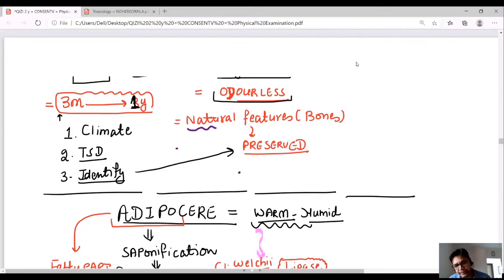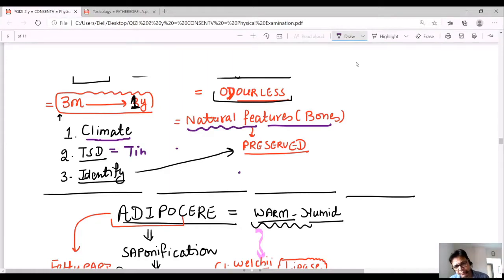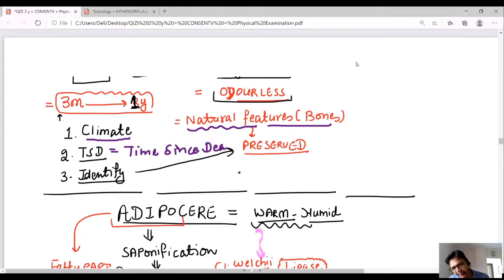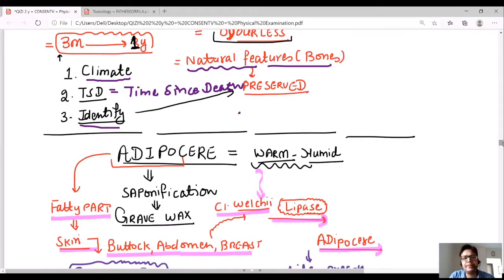Now, sir, a very important MCQ comes. Natural features of the body are preserved. Bones are preserved. There is no loss of the bone or the natural features. So what are the advantages of mummification? First, it gives an idea about climate. Second, it gives an idea about time since death. Third, because natural features are preserved, you can identify the person for a longer period. So this is known as mummification.